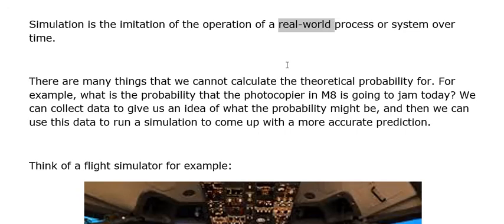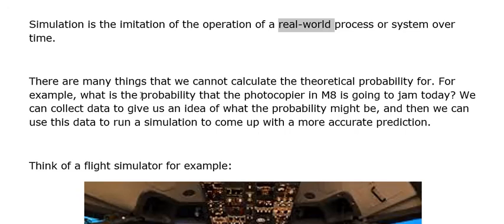Okay, so if I think, for example, of our photocopier, an M8, if I want to know what the chance it is going to jam today, it's not something I could calculate theoretically. For example, a theoretical probability would be something like, I've got a coin, it has a head on one side and a tail on the other. If I toss that coin in the air, there is a 50% chance that I get a head and a 50% chance I get a tail.